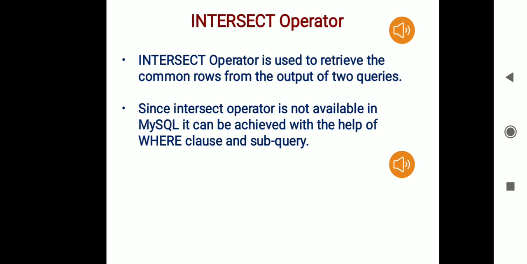You have also come to know that while using the union and union all operator, the column names to be retrieved from the two different tables should have the same name and their data types should be compatible. The same applies to the intersect and the minus operator. Today I will be starting with the intersect operator.